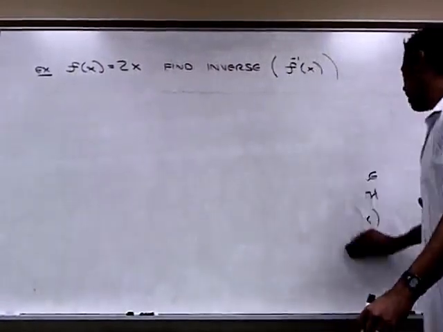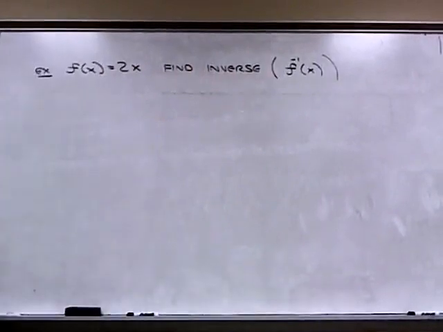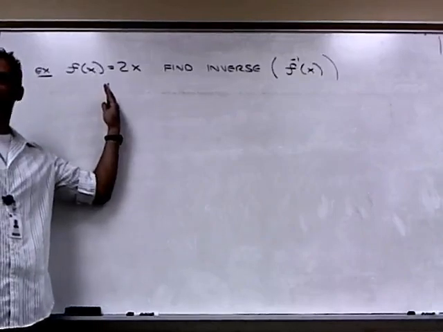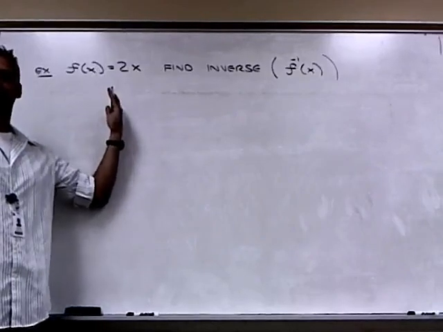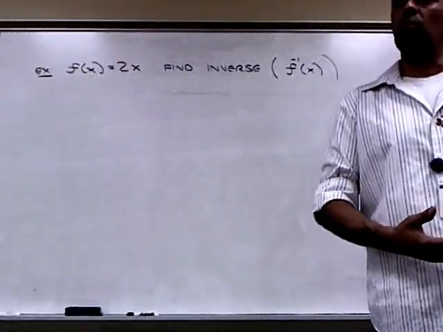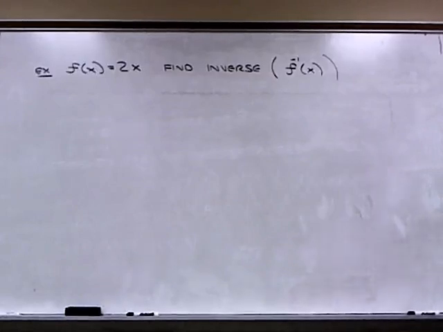Yes, because it's a line. All lines will have inverses, won't they? Except for a vertical line. Why won't a vertical line have an inverse? It's not a function. But any other line, horizontal or any other line with slope, should have an inverse because it will pass the vertical and horizontal line test. So this is going to pass. So let's go through the steps.